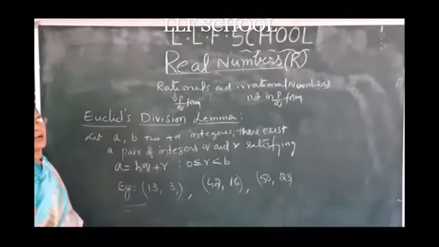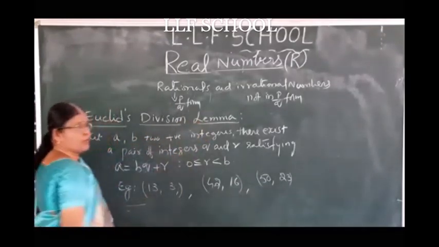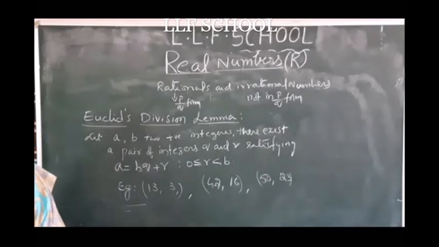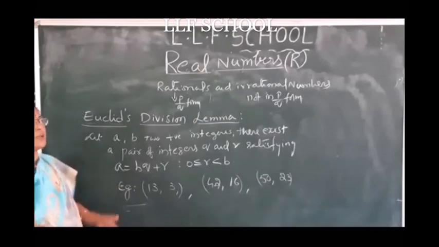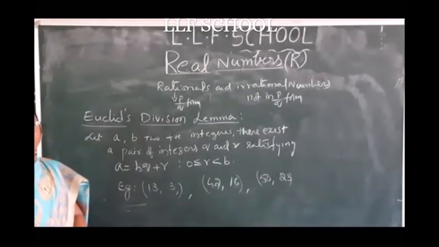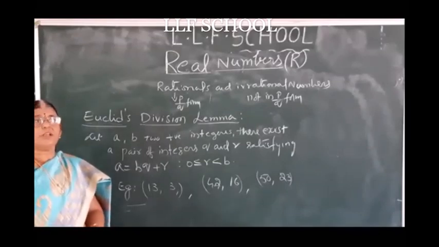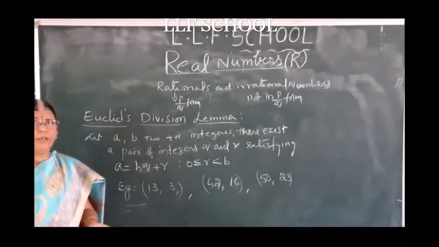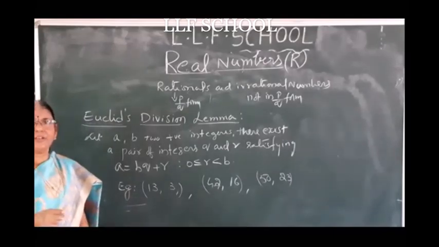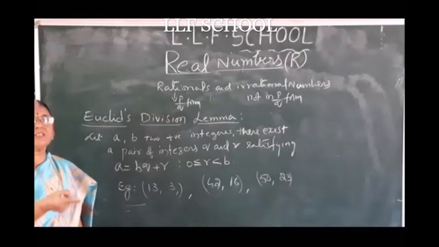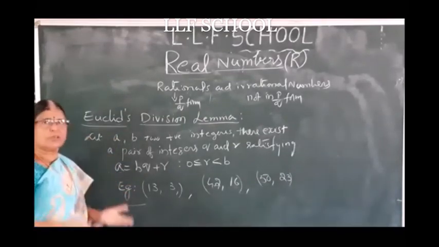Now listen about a further point. That is Euclid's division lemma. It is simply the division algorithm, the division rule. The division rule is: dividend is equal to divisor into quotient plus remainder. That is the division algorithm. So Euclid's division lemma is also the division algorithm.